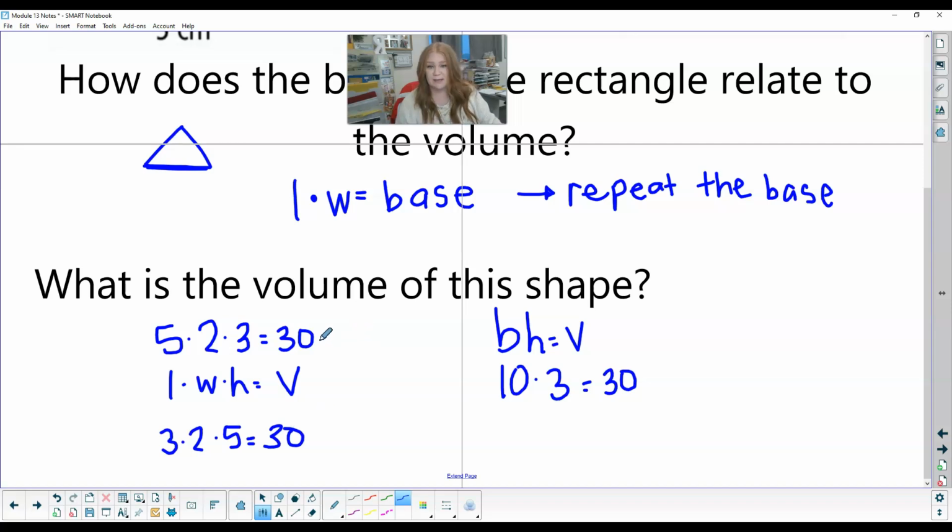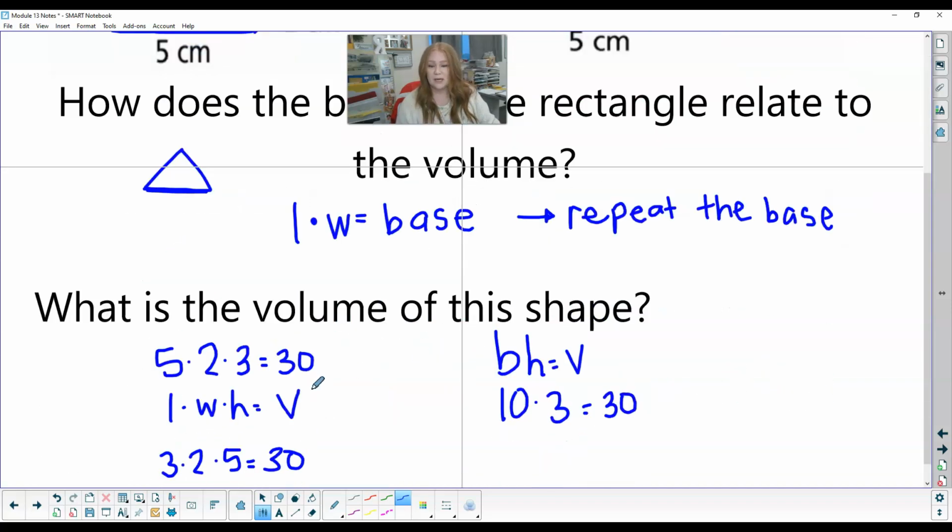Oh, but I do need to get my label. So these were centimeters cubed. However I choose to do it, I do need that label to show that it is volume. Whether I do length times width times height, or if it gives me the base and I find the length times width, the base is length times width, and I multiply it by the height. It's always going to be 3 dimensions because it's taking up space. What goes inside of it has to be cubed.